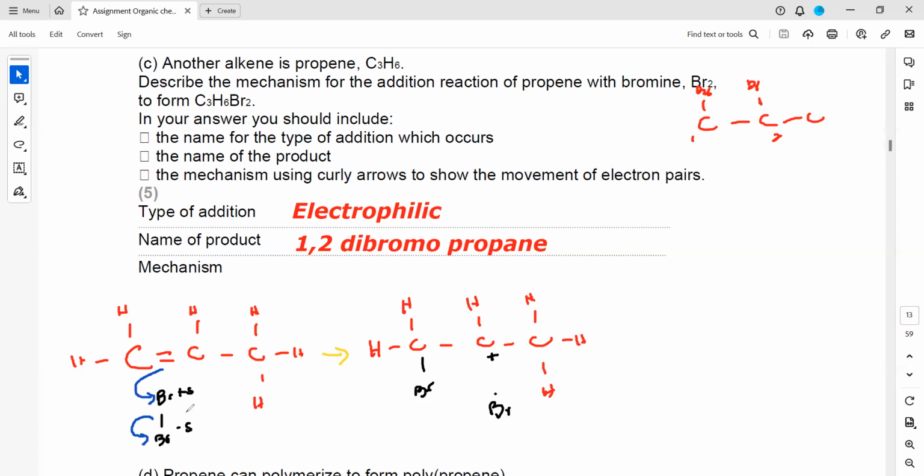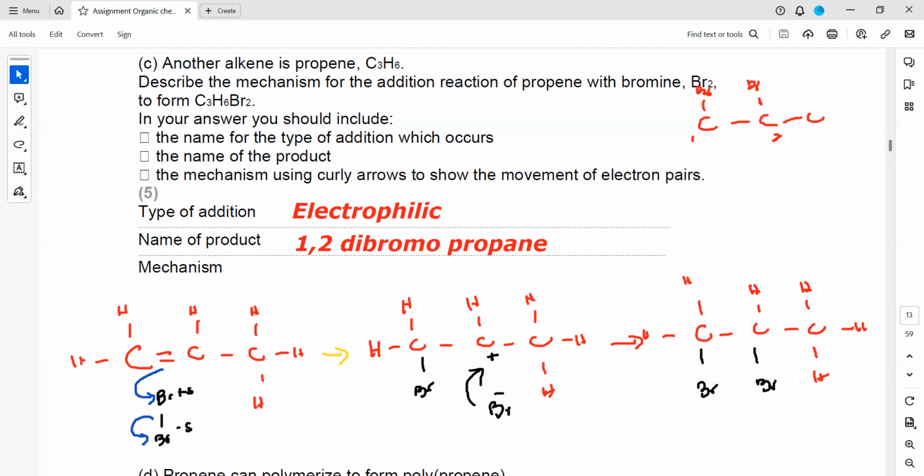And then the second bromine, which has a negative charge, is attracted towards the carbocation. So as a result, this will be the product. So which carbocation will form? Always check the one which is surrounded by more alkyl groups, that is more stable. So this will form 1,2-dibromopropane. Is it clear?